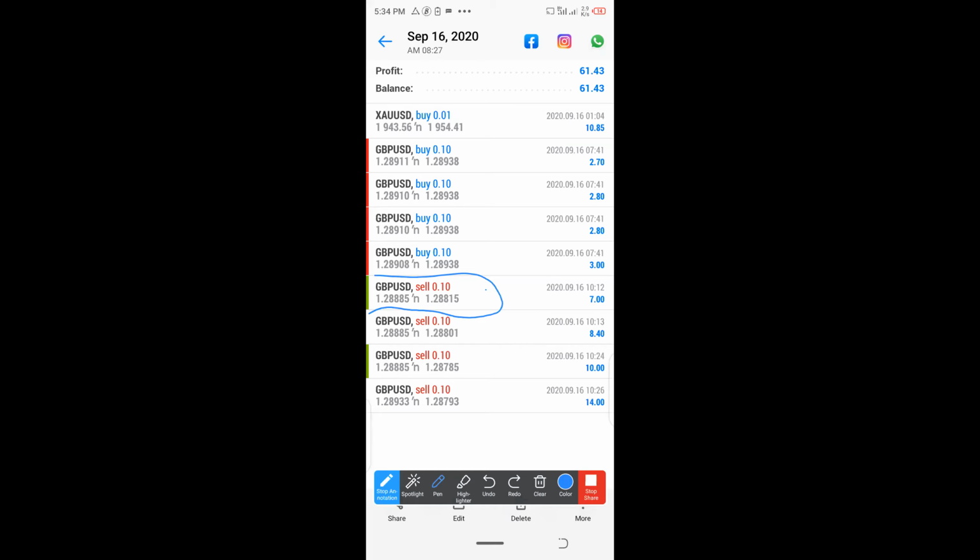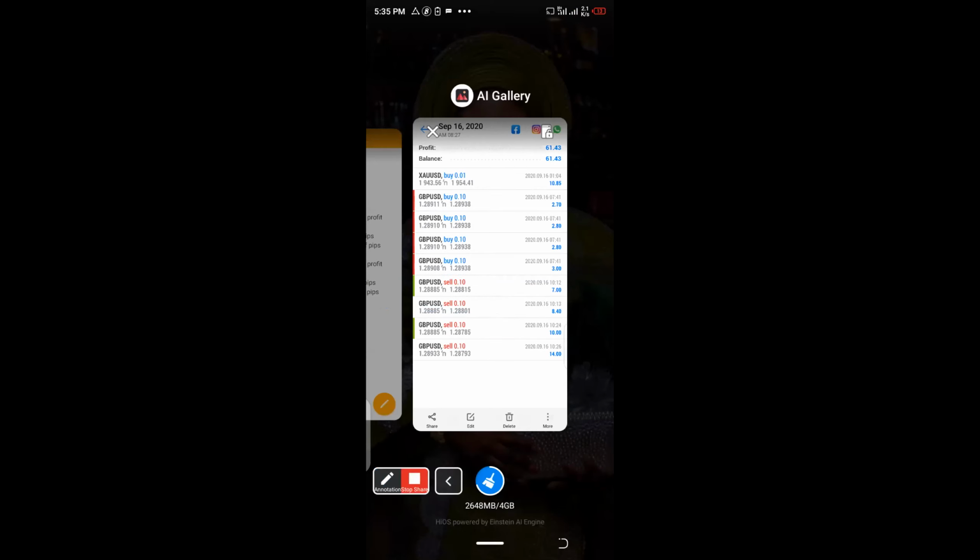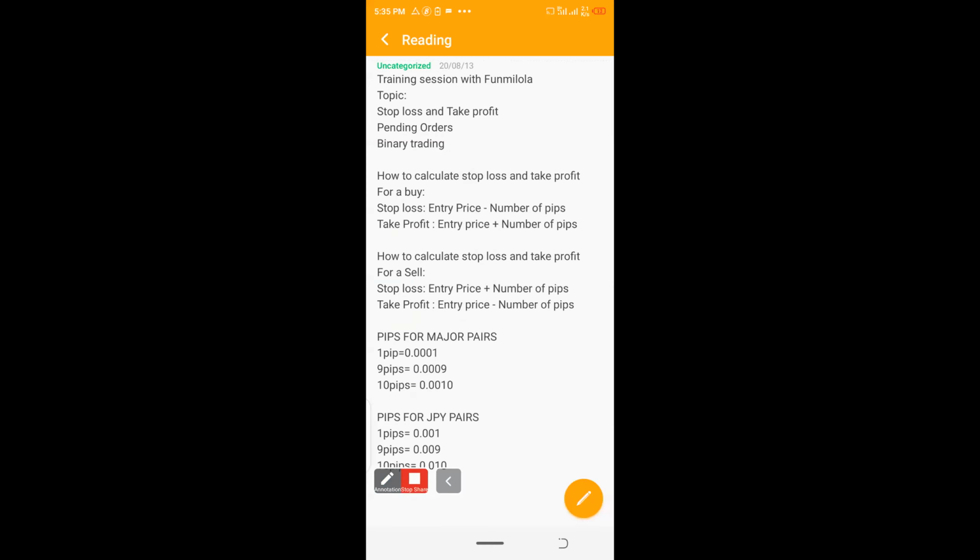Amazing. So now that you've gotten the entry price, and I'm in a sell, let's say I just want to make just 10 pips from this trade. I'm going to come back to the formula now. For the sell, can somebody help me calculate my take profit? I want to make just 10 pips. I'm in a sell. Can somebody calculate what my take profit will be?